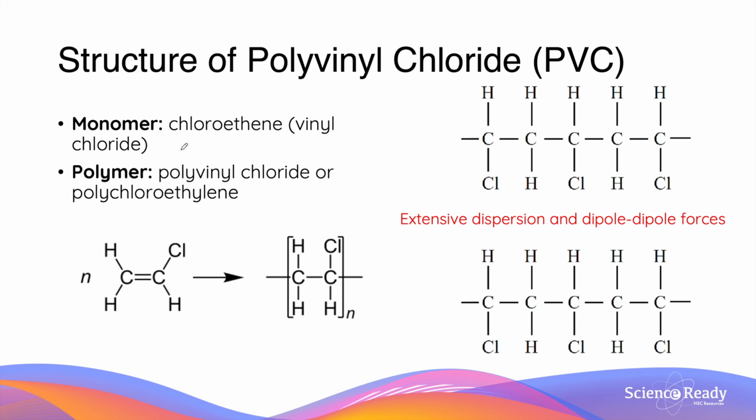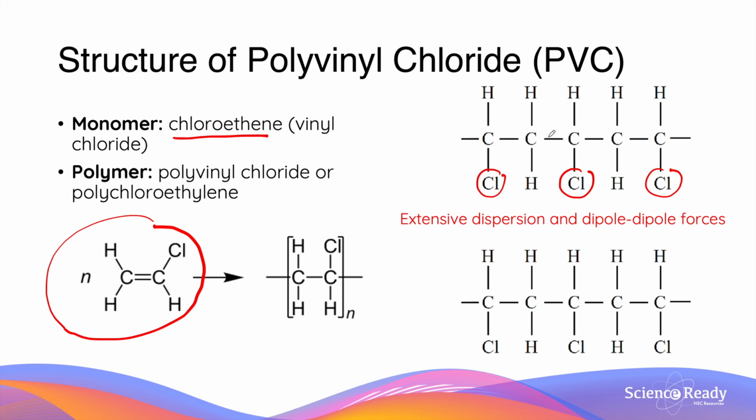This polymer is produced by using chloroethene as the monomer. The structure of chloroethene is shown here. This polymer is very similar to polyethylene, except one of the hydrogen atoms in each monomer is replaced by a chlorine atom. As a result, the polymer chains acquire some degree of dipole moment. This is why between polymer chains of PVC, we have extensive dispersion forces as well as dipole-dipole forces.